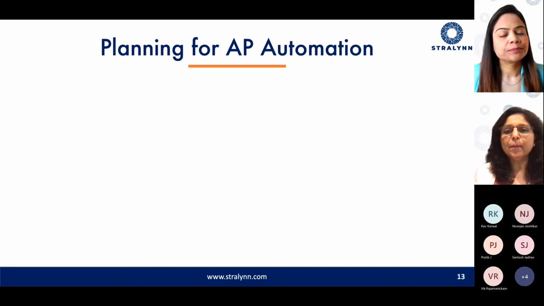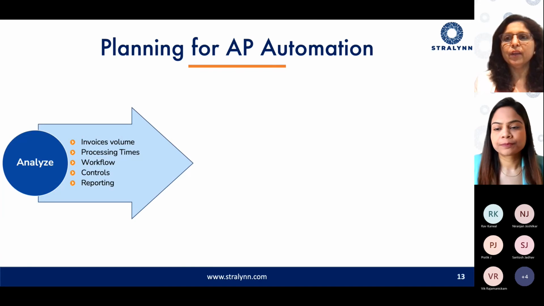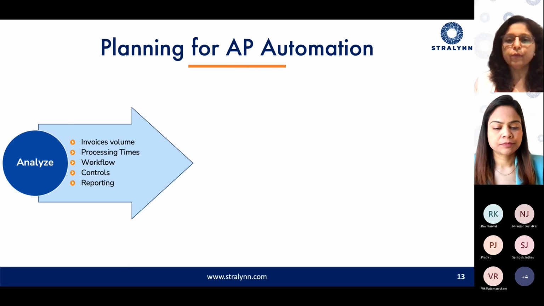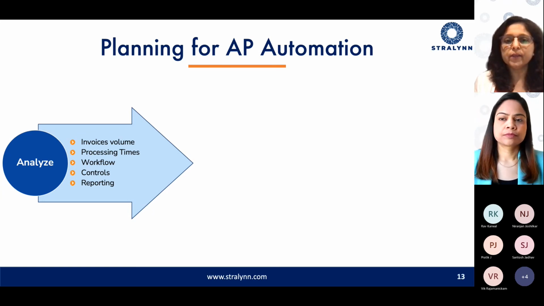All right, so let's look at the planning for AP automation. We have been talking about starting the journey, right? So how does an organization start the planning process? Where do they start? How do they ensure that the things they're looking at are required for them, right? You have to measure what you have today. You have to look at your invoicing volume, your processing times, how the workflow is working, what the manual touch points in your workflow are. Today, what your controls are to ensure that the checkpoints are there, and what the reporting is.